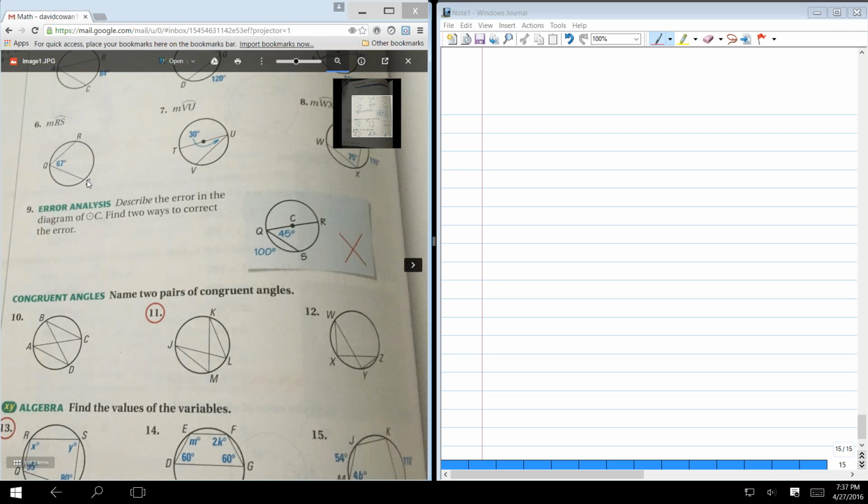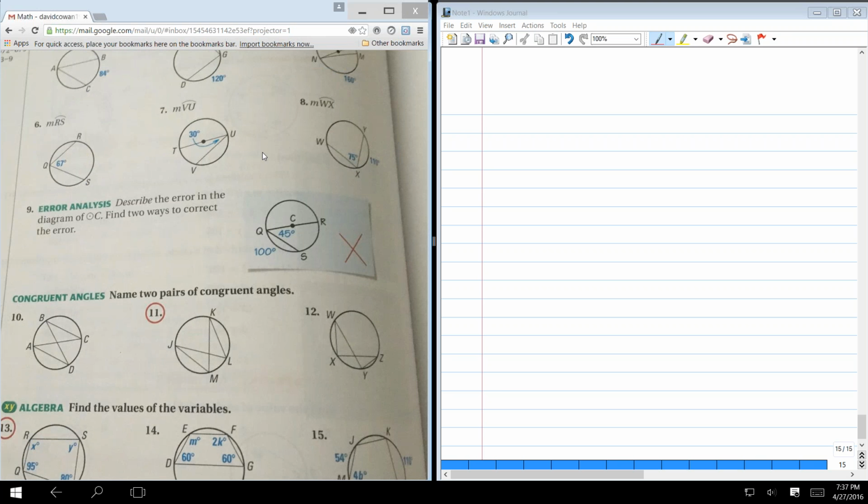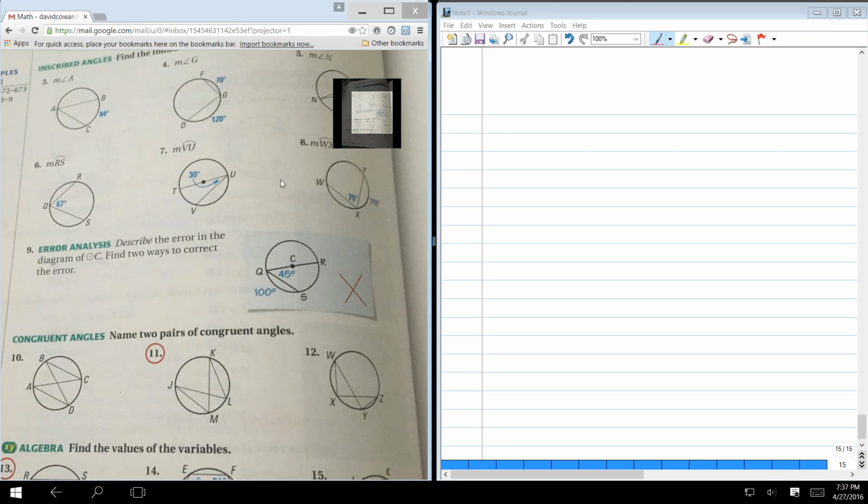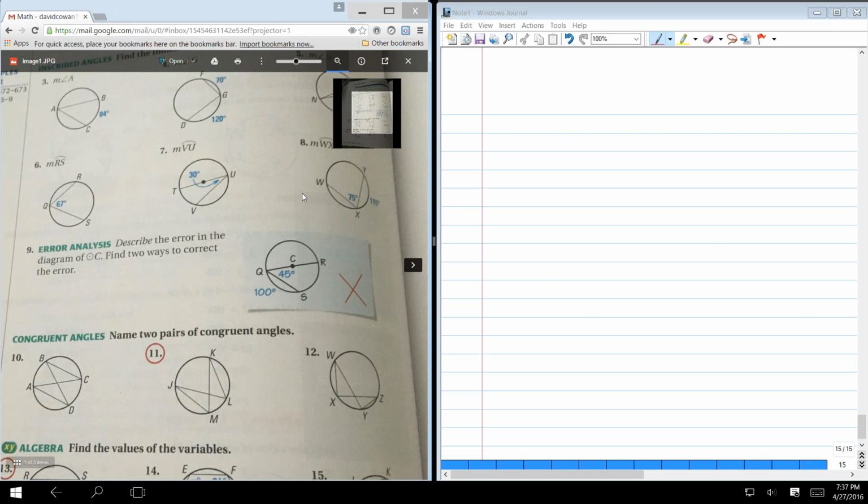Number 6. What's RS? You just multiply that by 2, which is 67 times 2. Hold on. 134. Okay.